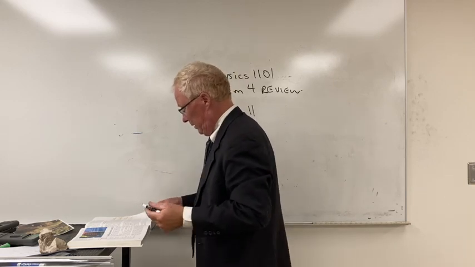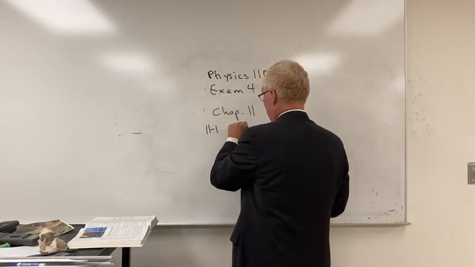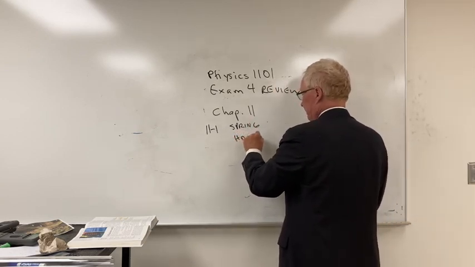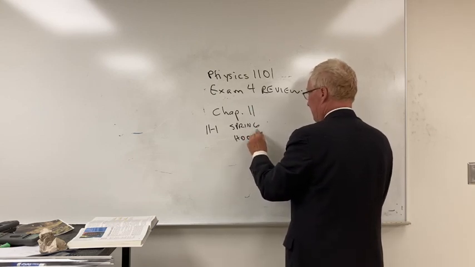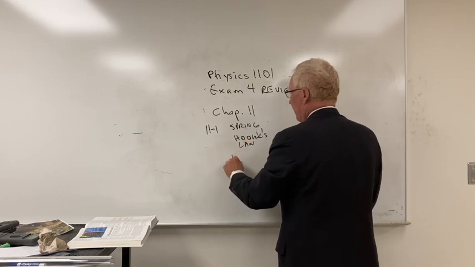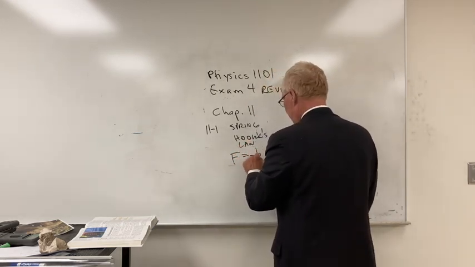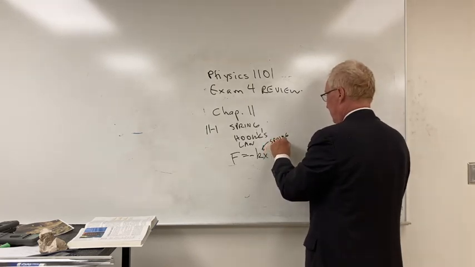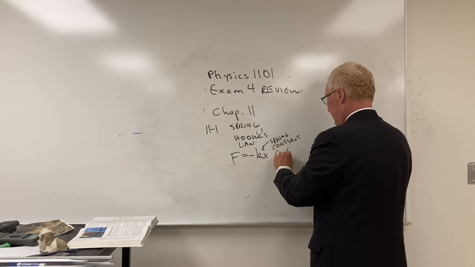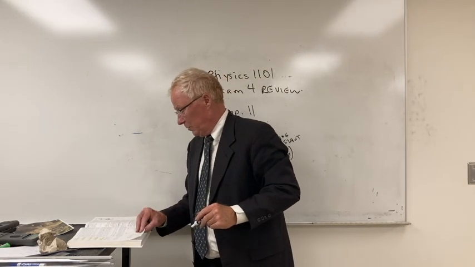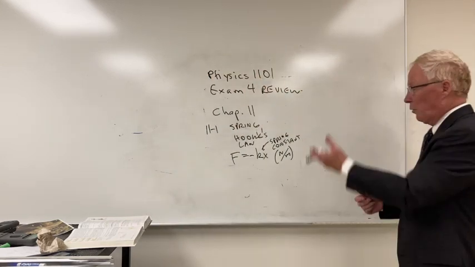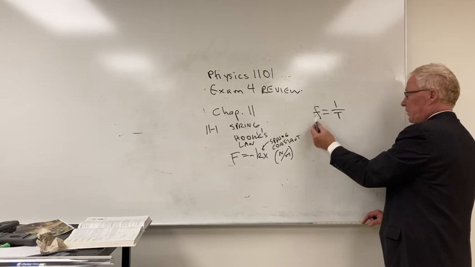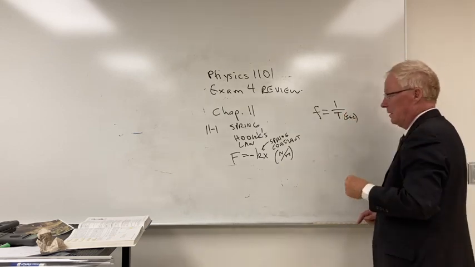in that case, we have 11.1, a spring, spring constant, Hooke's law, F equals minus Kx, where K is the spring constant, and the units are newtons per meter. And for a spring, we're talking about oscillations. A spring or pendulum oscillates. We talked about the frequency, which is the reciprocal of the period. So it's the frequency in hertz, and this is the period in seconds. So that's the first part there.